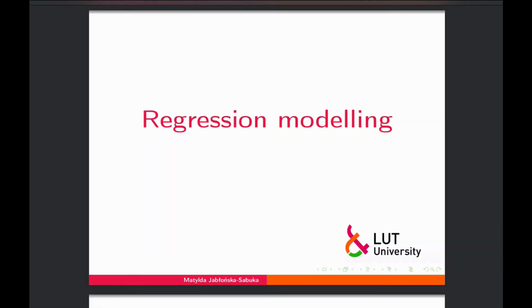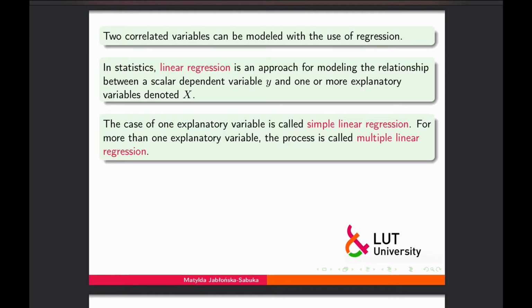So let's move on to the principles and more technical side of regression modeling. When two variables are correlated and we have enough information to say that there may be a causal relationship between them, then they can be modeled with the use of regression. In statistics, linear regression is an approach for modeling the relationship between a scalar dependent variable y and one or more explanatory variables, usually denoted x. The case of one explanatory variable is called simple linear regression, and if you have more than one explanatory variable, then this is called multiple linear regression.